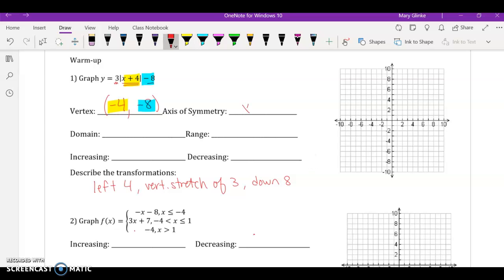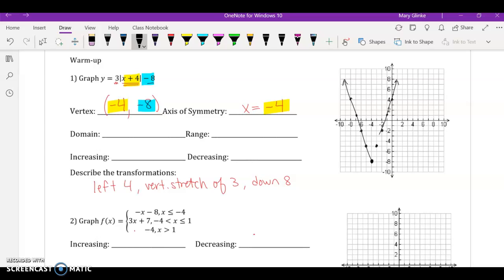Your axis of symmetry is going to be x equals, and it's always going to go with your x coordinate of your vertex. So x equals negative 4. So now in order to graph this, we're going to go negative 4 comma negative 8 and put our point. And we're going to do our vertical stretch of 3, meaning our next point is up 3 and over 1, kind of like a slope of 3 on each side.